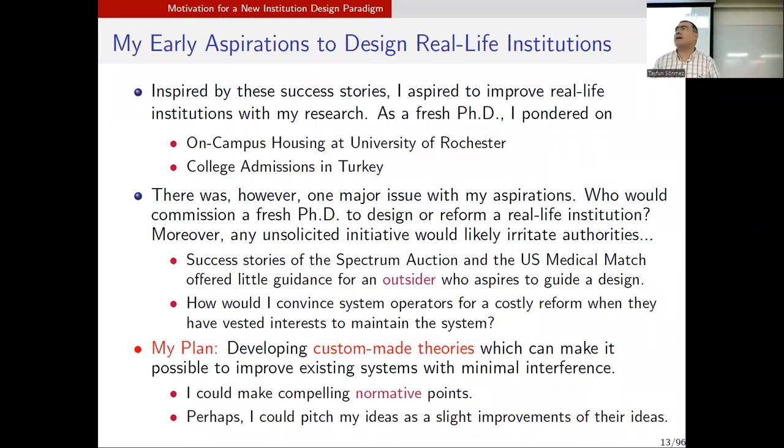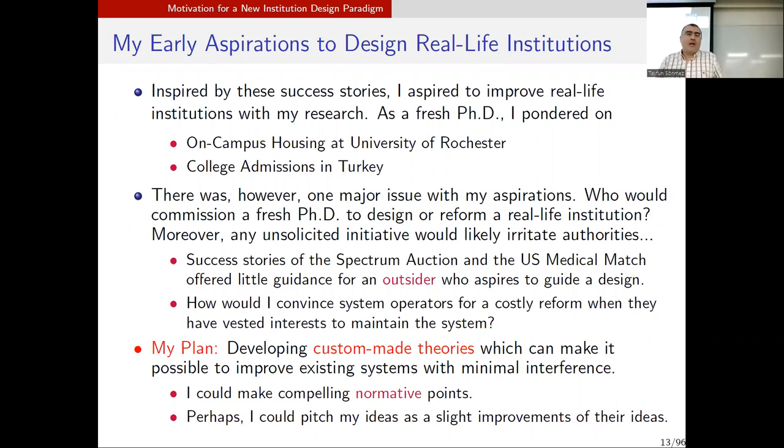Which problems was I familiar with? I was familiar with on-campus housing at University of Rochester, right? I was familiar with college admissions in Turkey, right? These are the problems I knew, okay? But there was one big problem.